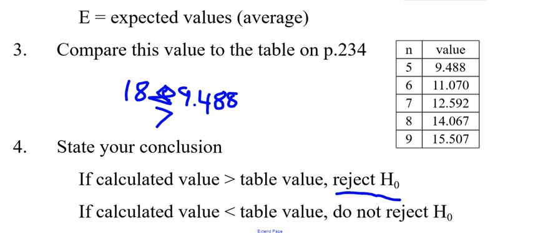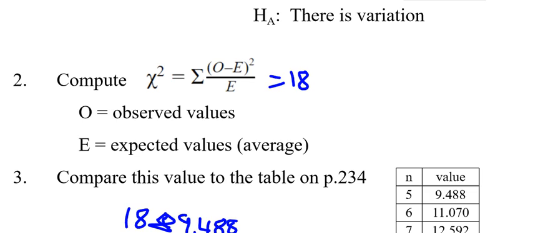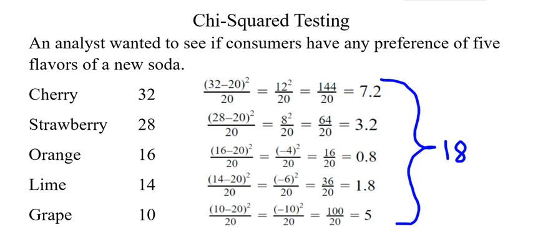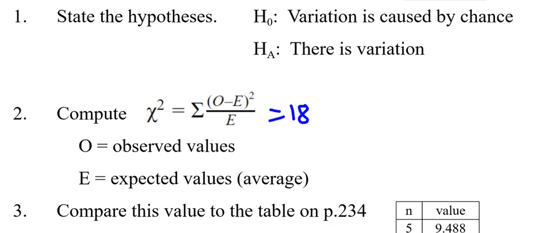So here's what that means. It means we have enough evidence to say that, if I go back to the null hypothesis, that variation is not caused by chance. So with this data that we started with, variation is definitely more than what is caused by chance. So we can conclude that people have a definite preference for these soda flavors, and it looks like cherry and strawberry are preferred.